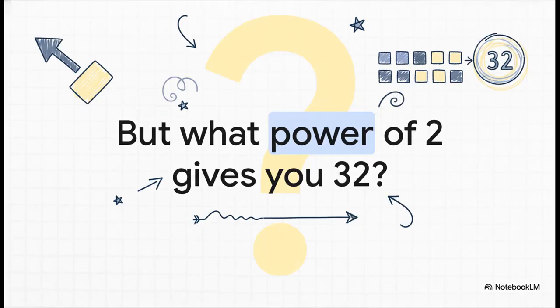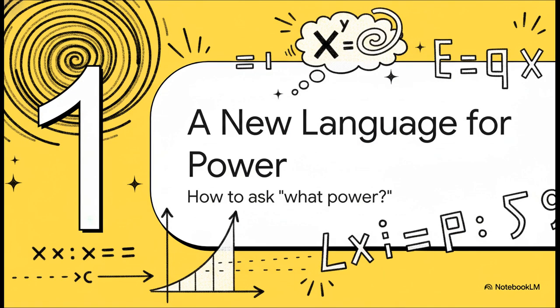But what if we flip that question around? Instead of asking for the final number, what if we ask for the power? So 2 to the power of what gets you to 32? That question, that simple little flip, is the entire reason logarithms exist. They were invented to answer one thing. What's the exponent?